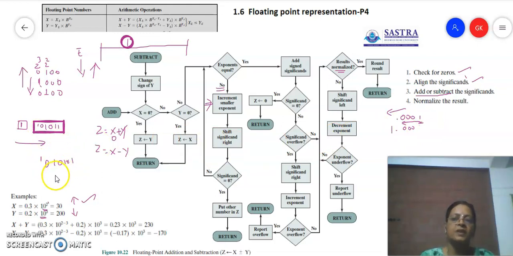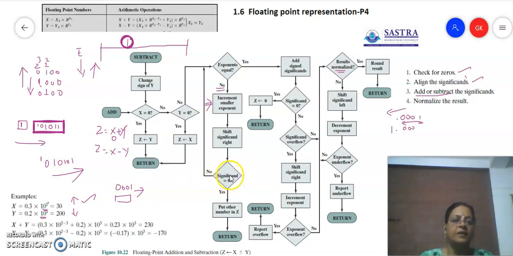0 0 1 0 1, something like this. Whenever you are shifting the significant, there is a possibility that all these ones can go out. So the significant can become 0 when you are shifting right. For example, if the significant is like this, and I am shifting towards the right, this one may be left out and the entire result could be 0. So the significant can end up as 0.